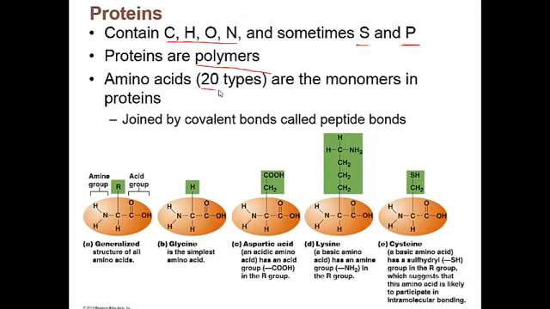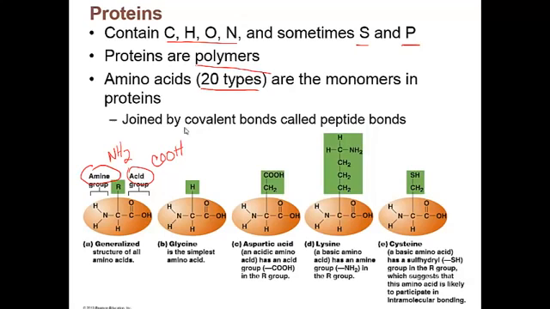And there's 20 different types of amino acids, and again, these are the monomers, the small units that make up the proteins. And these amino acids, as you see on the screen, they're going to be made up of an amine group. The amine group is the NH2 group, and also the acid group, which is COOH. So those two are the main groups that make up amino acids.